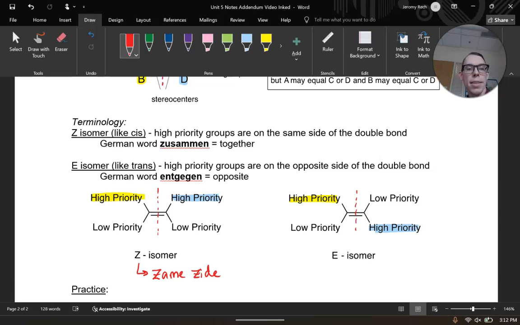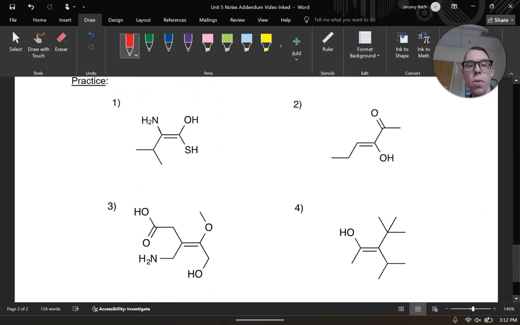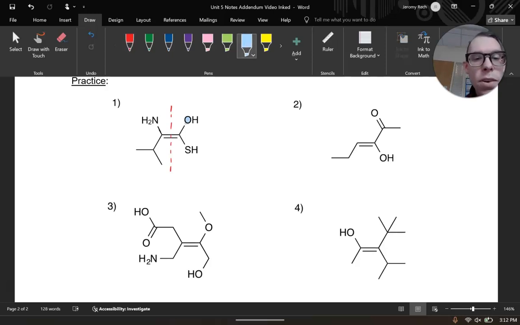So let's get a little bit of practice for this E and Z and look at a few different structures that have double bonds. We have 4 different examples here. For each of these, our very first thing is going to be to divide our double bond and then focus on each side. So if I start with number 1, let's focus on the right side here. My first things attached to my double bond are my oxygen and my sulfur.